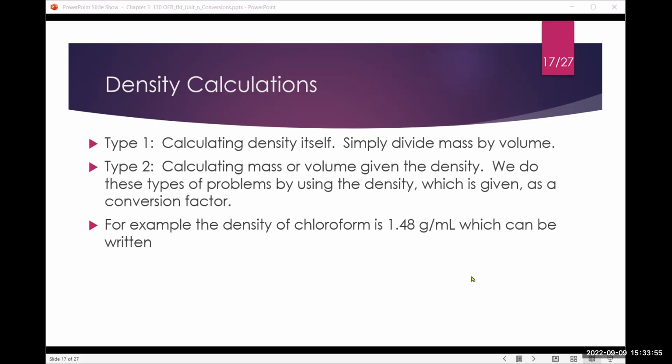Okay. Now, the density calculations can be done one of two ways. The first one is real straightforward, where we're simply dividing the mass that we're given by the volume.